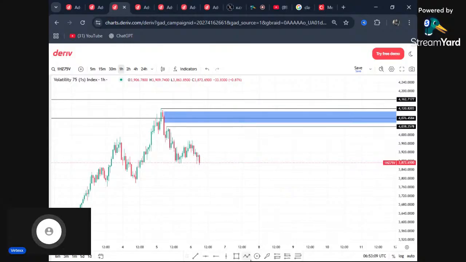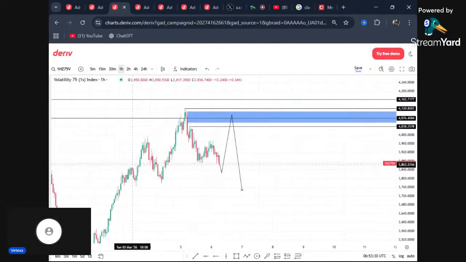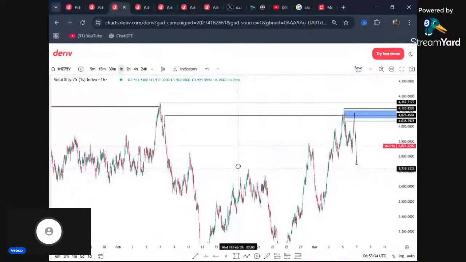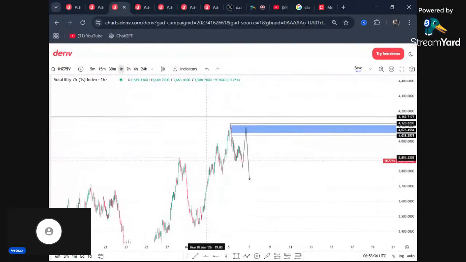So we anticipate price to do all of this move, right? Come into this zone, give confirmation, and then sell to the downside. So this is what we're anticipating on V75 one index. So probably it's going to come back to the zone and do that, and then we'll take our sell. All right. So that is what we're anticipating on V75 one index.